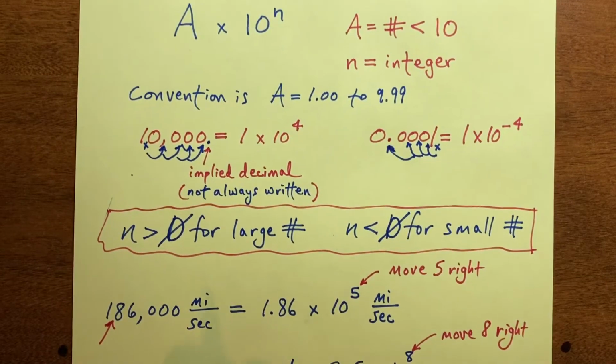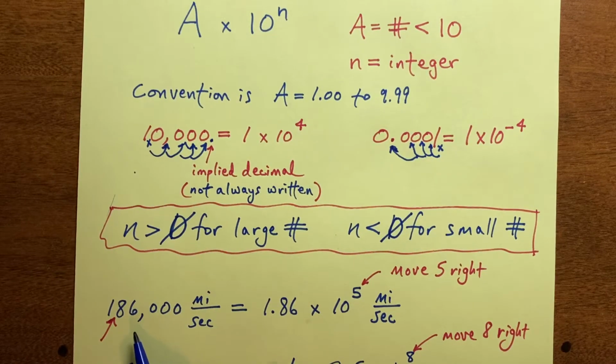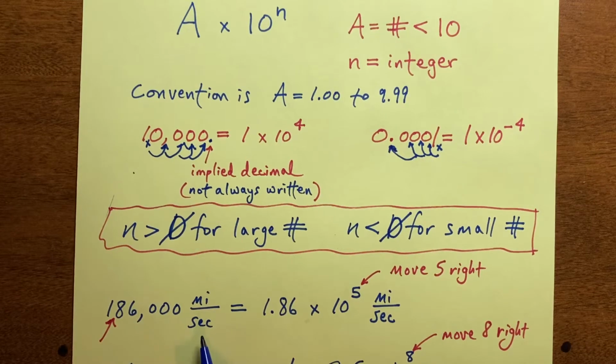All right, so let me just give you some more examples. For instance, the speed of light is 186,000 miles per second.